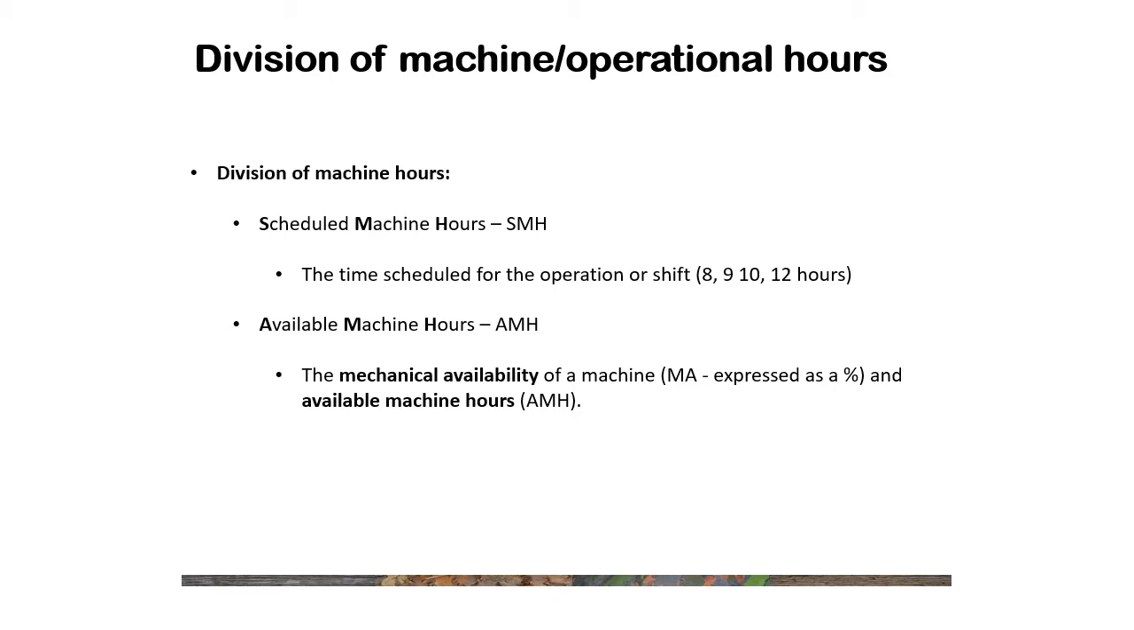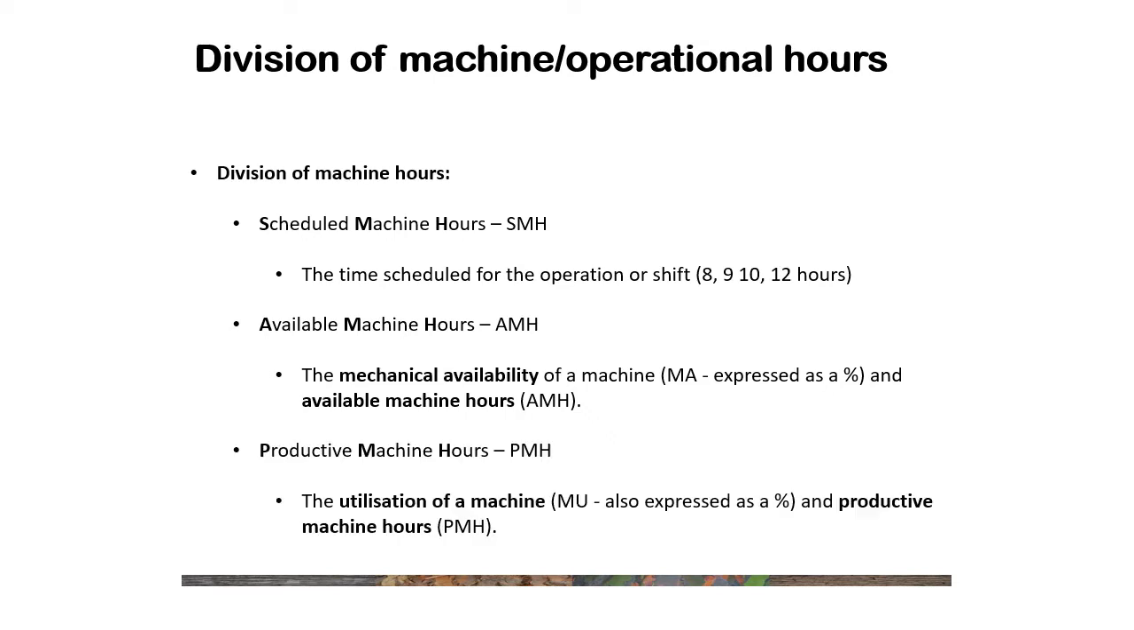Available machine hours, or AMH, is the mechanical availability of the machine or the operation, expressed as a percentage. Productive machine hours, or PMH, is the utilization of the machine, the time that the machine is actually producing. If we look at mechanical availability, availability is expressed as scheduled machine hours minus service time over scheduled machine hours as a percentage.